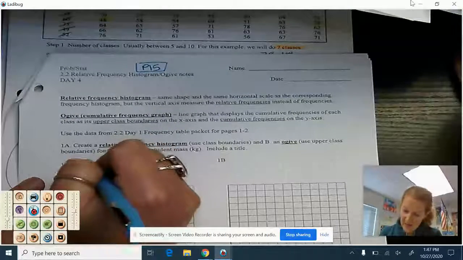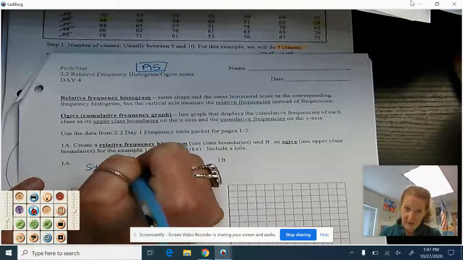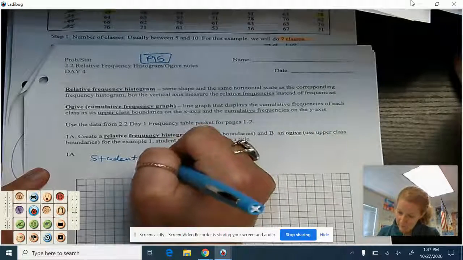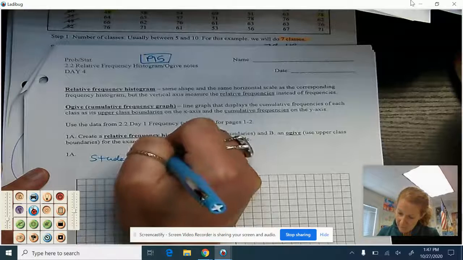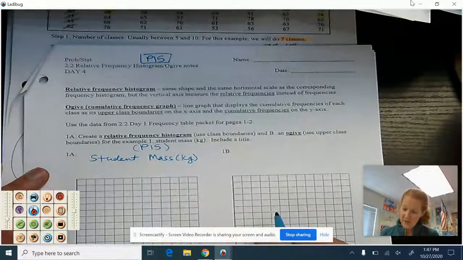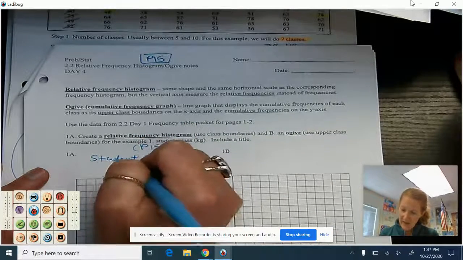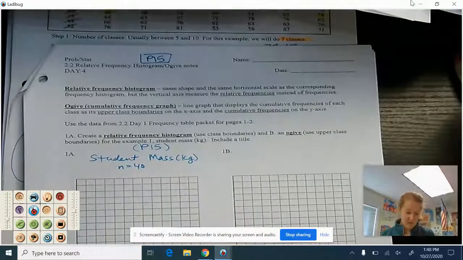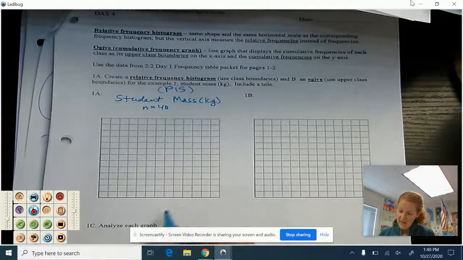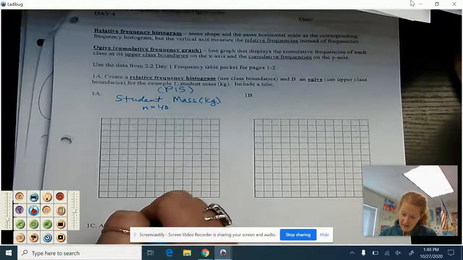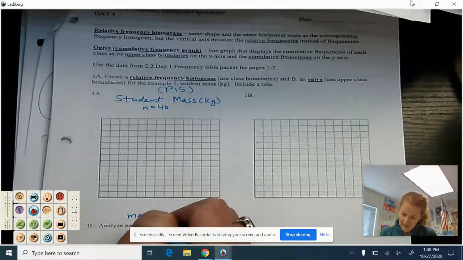We're going to give it a title, so I'm going to write student mass in kilograms. I'm on page 15. I like to have you tell me how big your sample is. So we know N is 40. Then on the x-axis, we're going to have mass in kilograms.